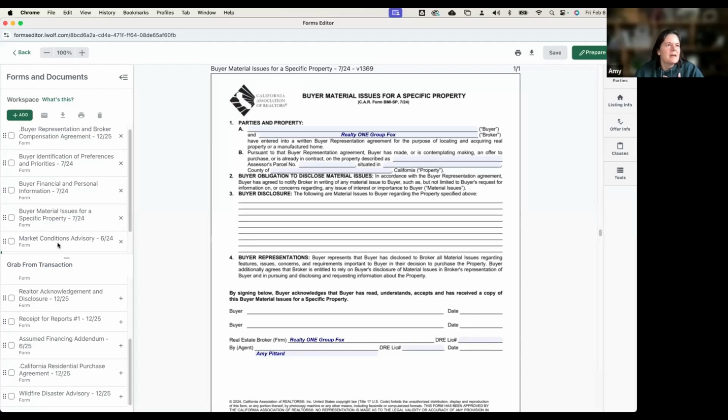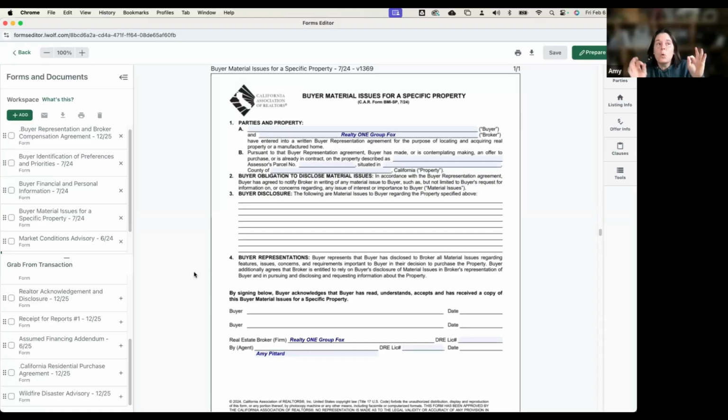Yeah, anytime an offer is accepted, Crystal, for the BMISP, the buyer material issues for a specific property, anytime, even if a buyer has questions about that property prior to writing the offer, you could technically use this form. On the top of this form, the BMISP states that it's between the brokerage and the buyer, and it's pursuant to that buyer representation agreement.